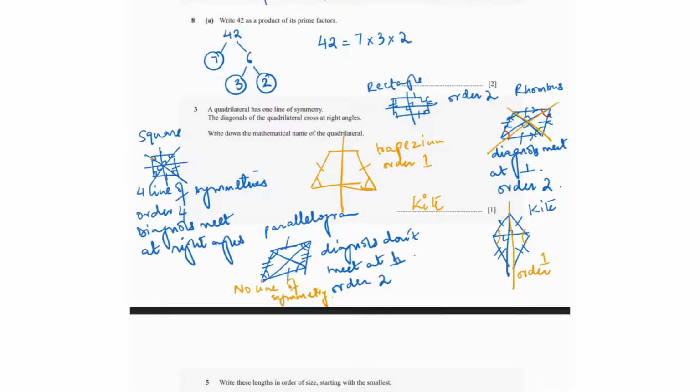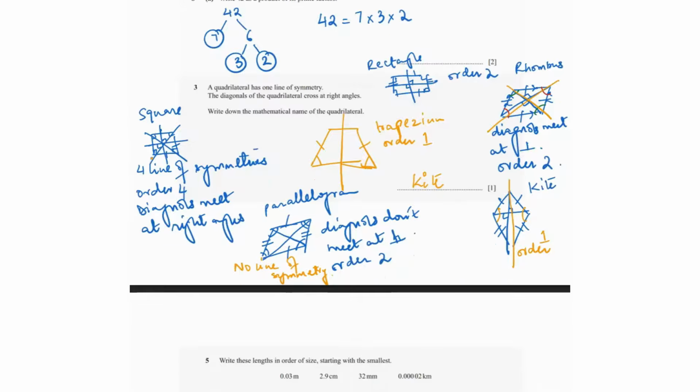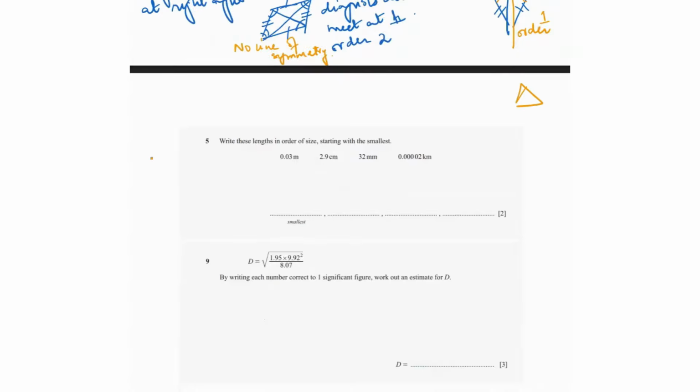For your triangles, you have an equilateral triangle. Let me just write that down over here. Equilateral, where all sides are equal and all angles are equal. That's going to be 60 for each angle. That's equilateral.